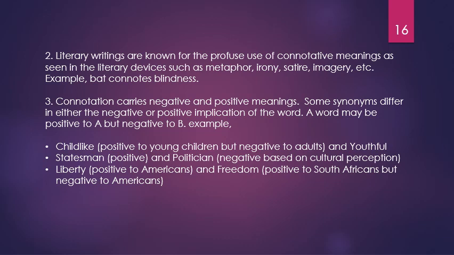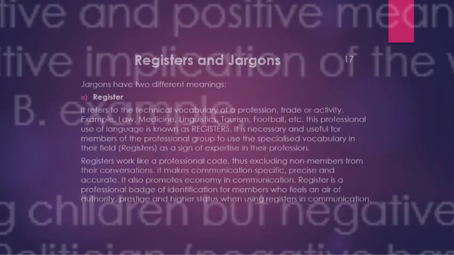Connotation carries negative and positive meanings. Some synonyms differ in either the negative or positive implication of the word. A word may be positive to A but negative to B. Example, childlike is positive to young children but negative to adults. So these are the things we're talking about.